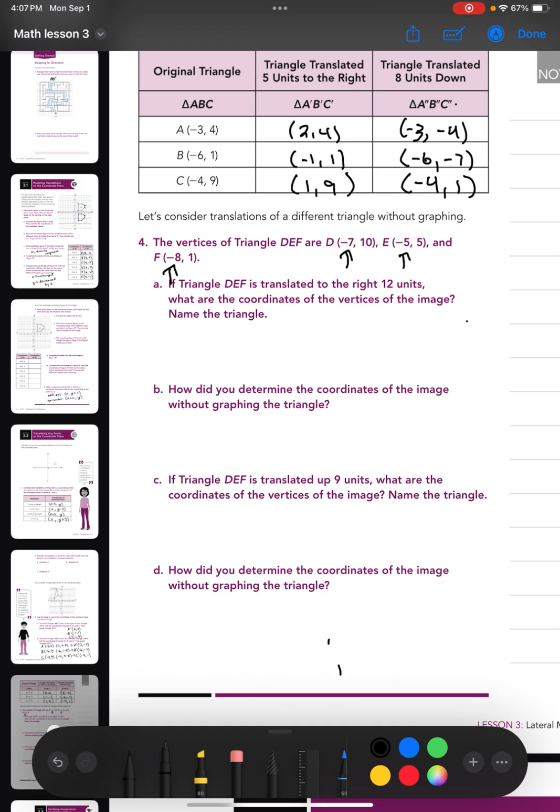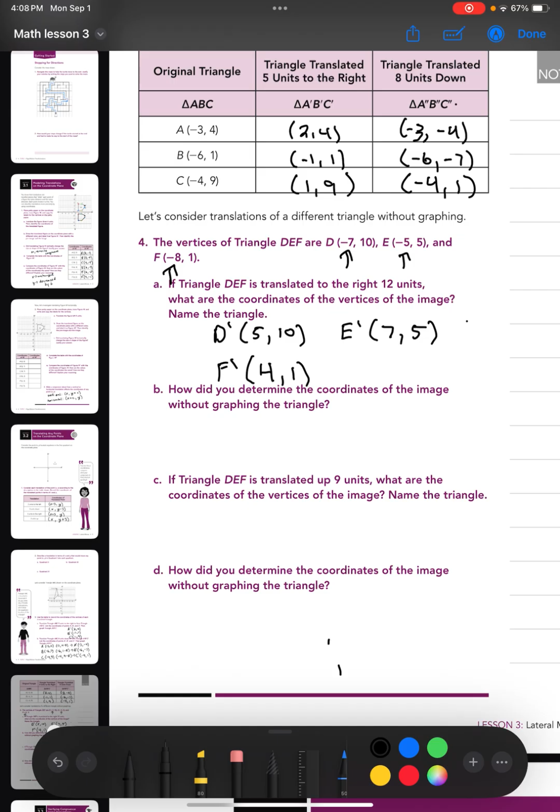And if we do that, our new D value, if we add 12 to the negative 7, is at 5. So 5, 10. Again, the Y is not changing because we're just moving right. Our new E value is at 7, 5 when we add 12 to the negative 5. And our new F value, when we add 12 to the negative 8, is going to be at 4 for the X and 1 for the Y.